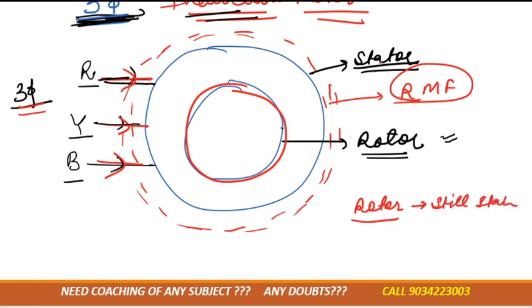Clear this thing? We have given three phase AC supply to the stator, and this three phase supply is producing a rotating magnetic field around the stator, and still the rotor is not getting EMF.